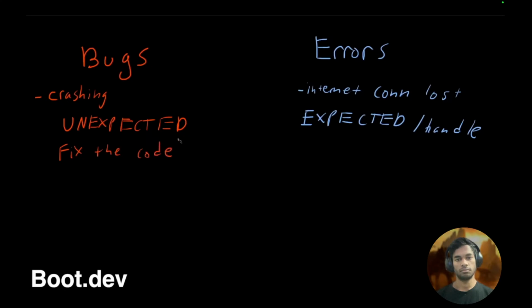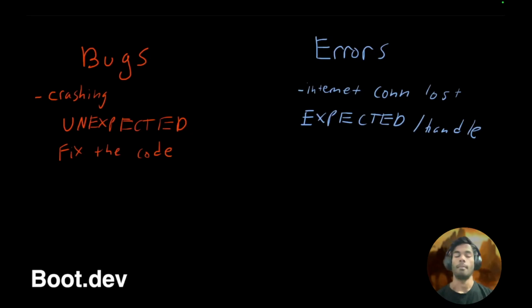When an error occurs, hopefully your code already is built in such a way that it handles it. Now, it's worth pointing out if errors are happening and they're not being handled properly, then that is a bug, right? But the bug isn't the fact that the error is happening. The bug is the fact that you're not handling the error properly.